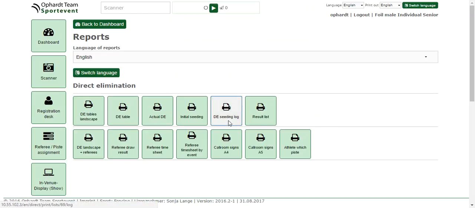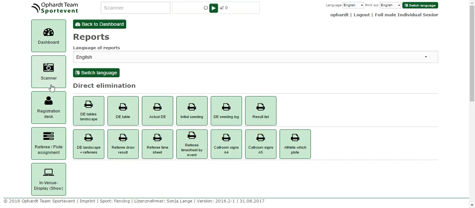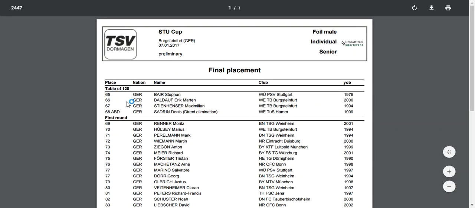Then we have a seeding log, because sometimes you are doing a draw. Let's say team competition first 4 in a World Cup or first 16, you have a draw by pairs, and in the DE seeding log you can see the result. Then we do have a general result list for sure.